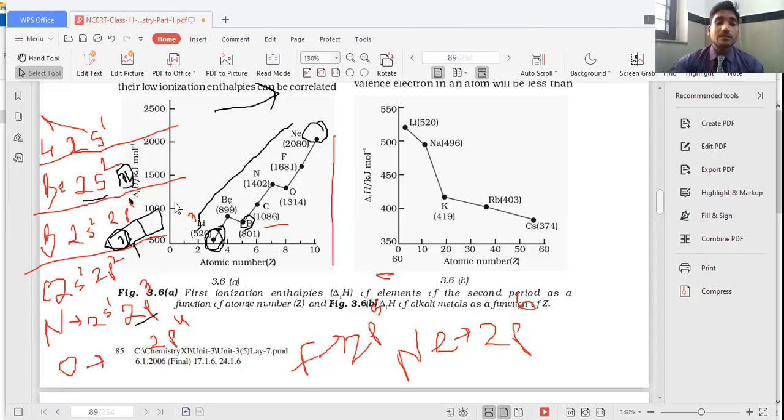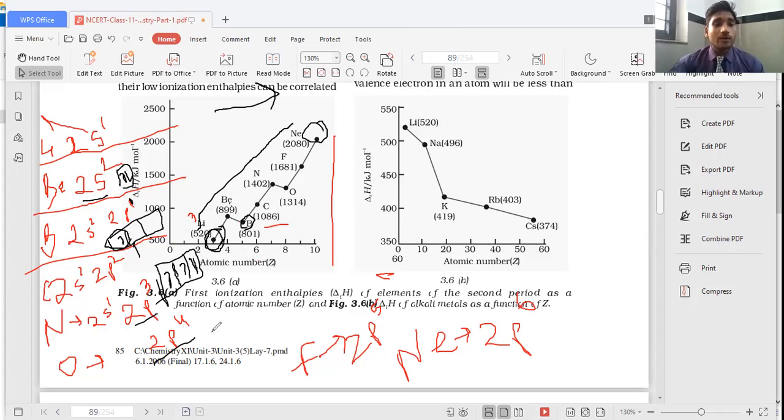In case of nitrogen, 2p3, we have got a completely half-filled orbital. And according to Hund's rule of maximum multiplicity, you know that orbital is more stable when it is completely filled or when it is half-filled. Completely half-filled, okay?